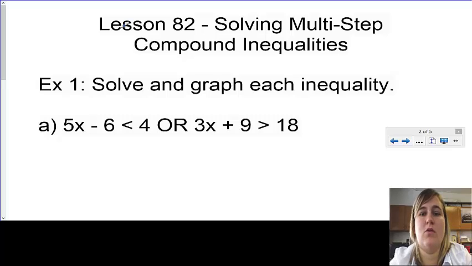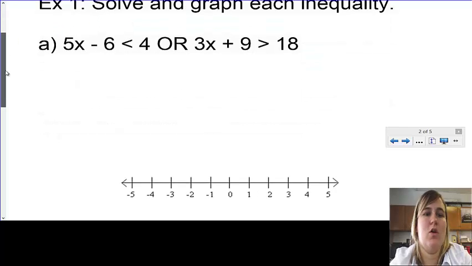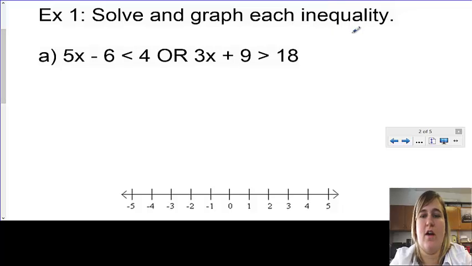Lesson 82, Solving Multi-Step Compound Inequalities. Example 1 says to solve and graph each inequality. The great thing about this lesson is that you already know all the rules for it. We're just having to do multi-step instead of one or two step. So on this one, it wants us to solve and graph each inequality.